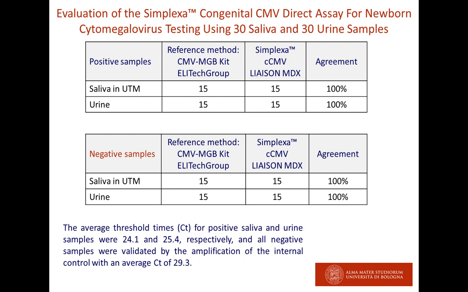And in the first table, I show you the positive results in saliva and urine. We evaluated the results obtained during the routine with our reference method. Positive results in all samples, urine and saliva, and we obtained the same results with the Simplexa Congenital CMV Liaison MDX. And the agreement was 100% in both biological fluid samples. The same results we obtained with negative results, saliva and urine, 15 samples.